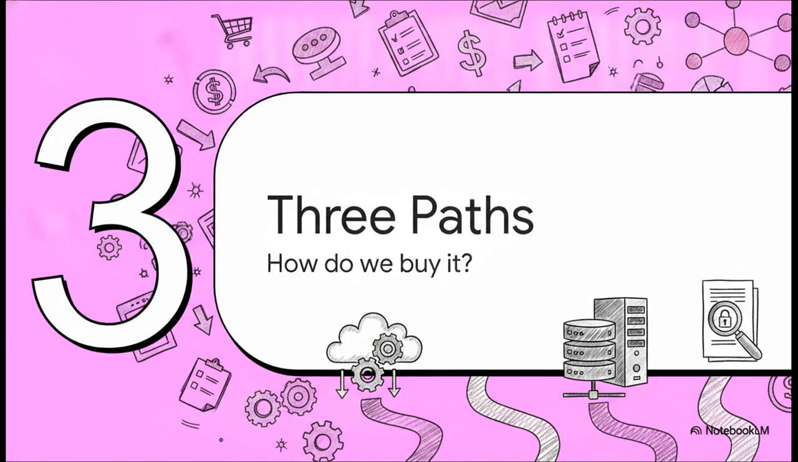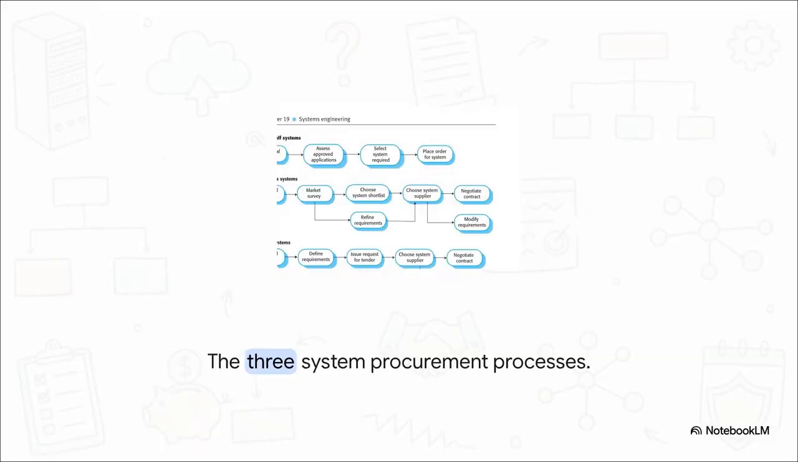Okay, on to Part 3, the 3 procurement paths. Now that we know why we buy, how do we actually go about buying it? Take a look at this flowchart, which brilliantly illustrates the 3 distinct paths you can take. Notice how all 3 paths start all the way on the left with conceptual design, but then they diverge completely. The top path is for off-the-shelf systems. You assess approved applications, select one, and simply place the order. The middle path is for configurable systems. You do a market survey, create a shortlist, choose a supplier, negotiate a contract, and, this is key, you modify your own requirements to fit the system.